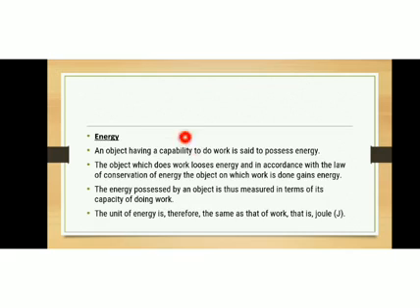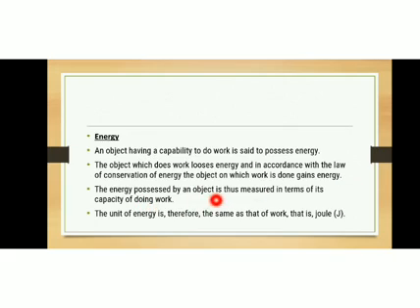An object having a capability to do work is said to possess energy, which is very clear from the previous examples that I have cited just now. The object which does work loses its energy, and in accordance with the law of conservation of energy, the object on which work is done gains energy. We will discuss the law of conservation of energy in our coming sessions.